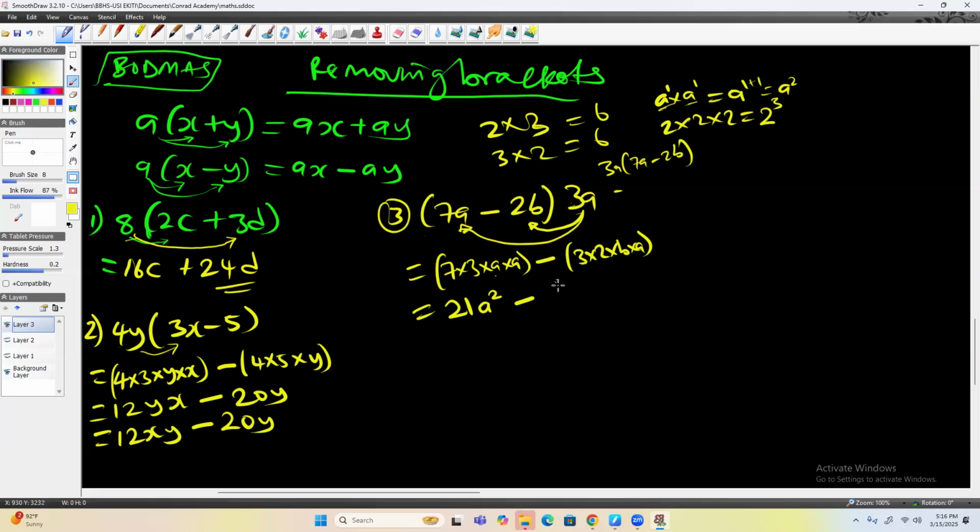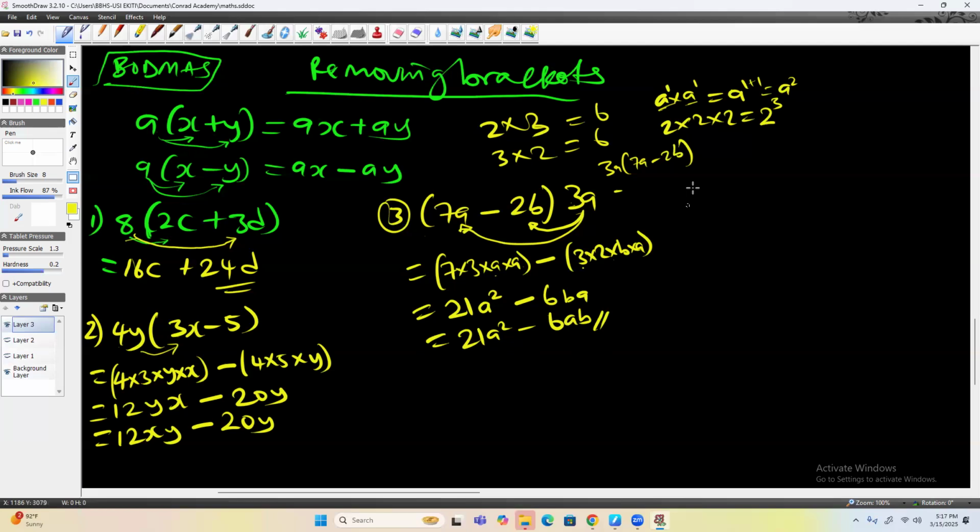Does that make sense? So next thing is 3 times 2. What do you have? Yes, 6. B times A is BA, but you can arrange it and say AB. So you have 20a square minus 6AB. Okay, so you have that.